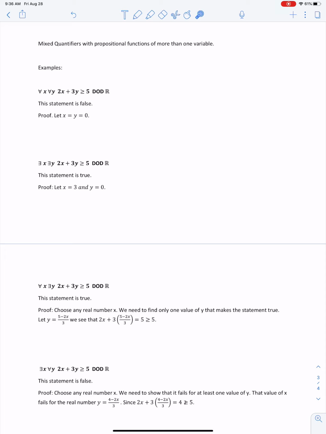Well, I'm going to claim that this statement is true since I've used the existential quantifier both times. All I need to find is one example that makes this true. And the example I pick is let x be 3 and y be 0. In which case I would get 6 on this side, 5 on the other. 6 is certainly greater than or equal to 5. That would do it.